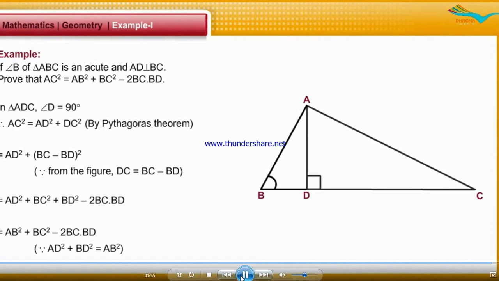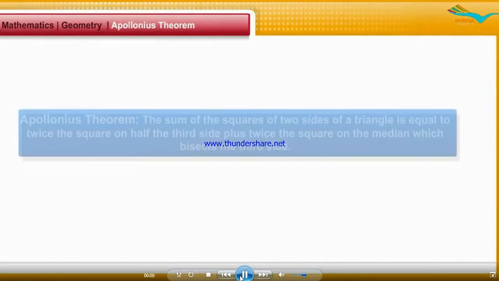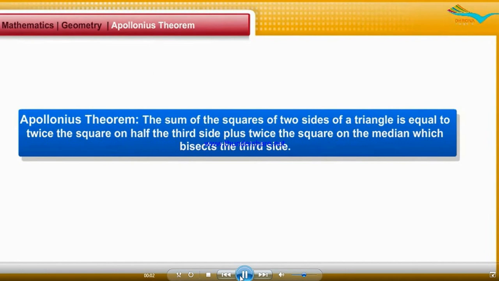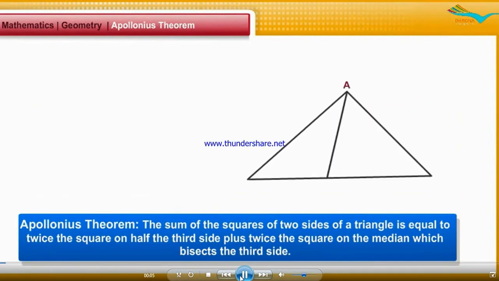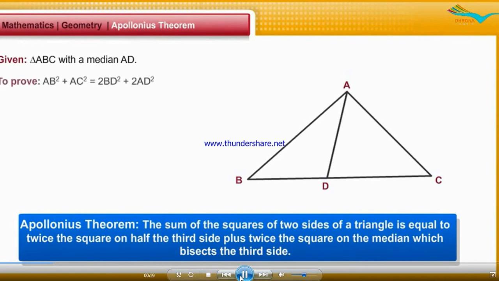Let's see about Apollonius theorem. Apollonius theorem states that the sum of the squares of two sides of a triangle is equal to twice the square on half the third side plus twice the square on the median which bisects the third side. Given that AD is the median drawn to BC, we have to prove that AB square plus AC square is equal to 2 into BD square plus 2 into AD square. Draw line AN perpendicular to BC.